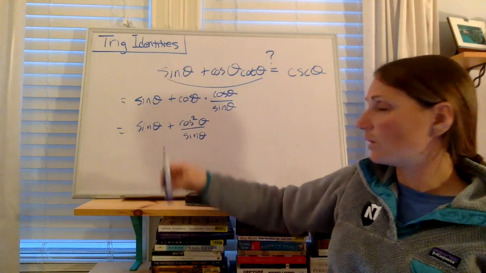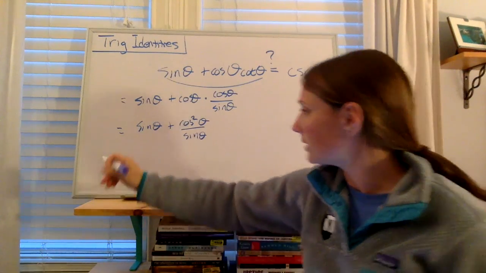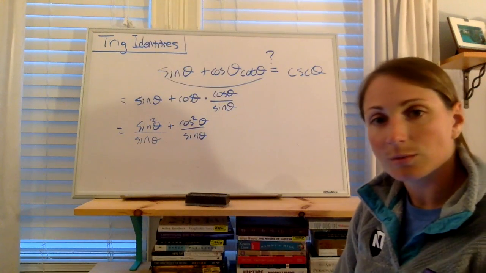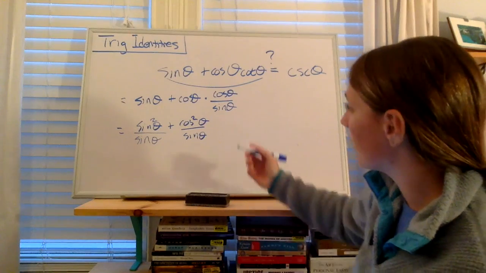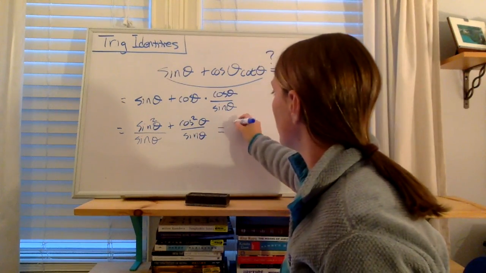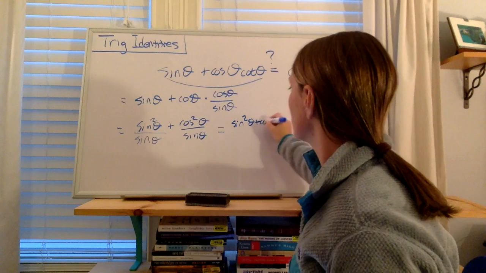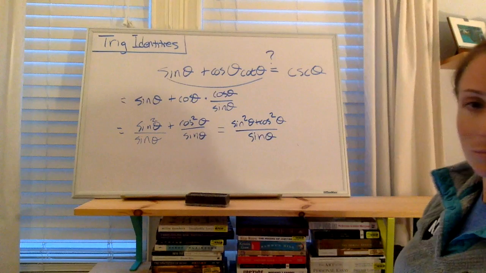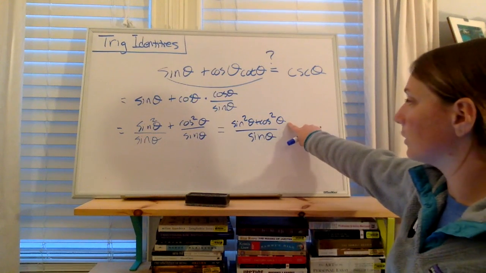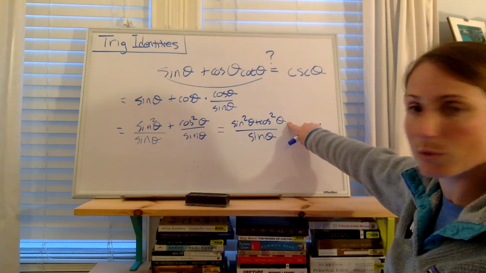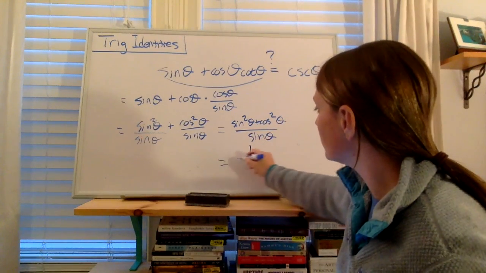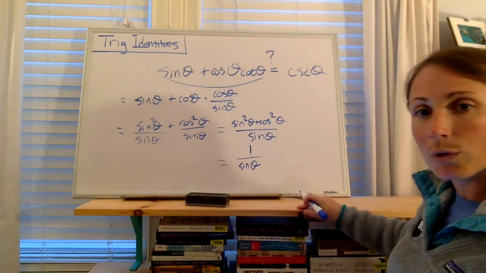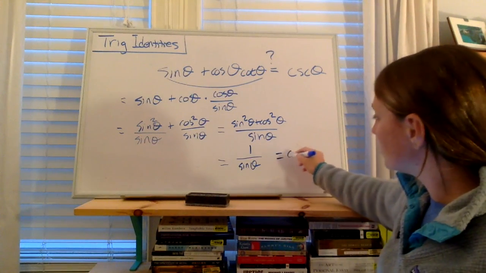So to get a denominator of sine theta, I have to multiply by sine theta. So if I put this over sine theta, then that numerator becomes sine squared theta. Now I can add the two expressions together. I get sine squared theta plus cos squared theta over sine theta. And then we notice that the numerator is sine squared plus cosine squared. So that is equal to 1. So we get 1 over sine theta. And there we go. 1 over sine theta, by definition, is cosecant.